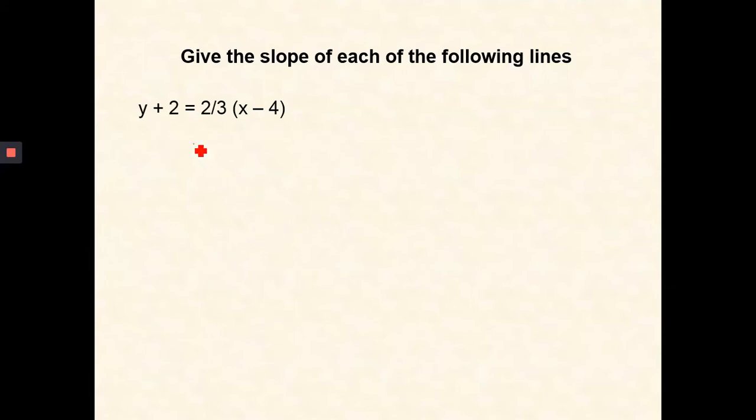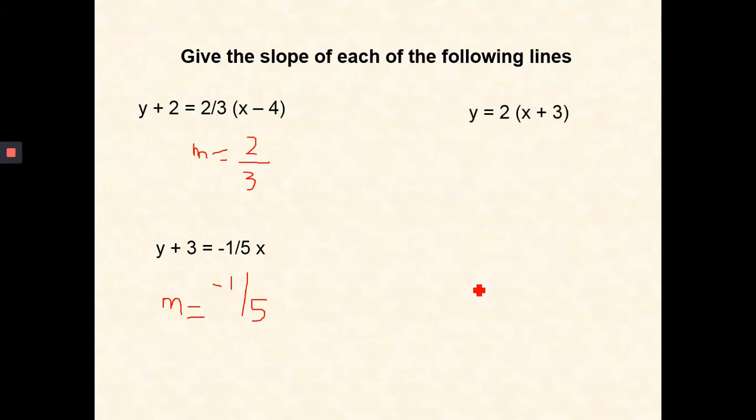So what is the slope here? Your slope here is equal to 2 over 3. How about the next one? What is the slope? Remember, the slope is just the coefficient of your x, and that is negative 1/5. That is your slope. Your slope is being represented by letter m. The next one we have here. What is the slope? Your slope here is 2.